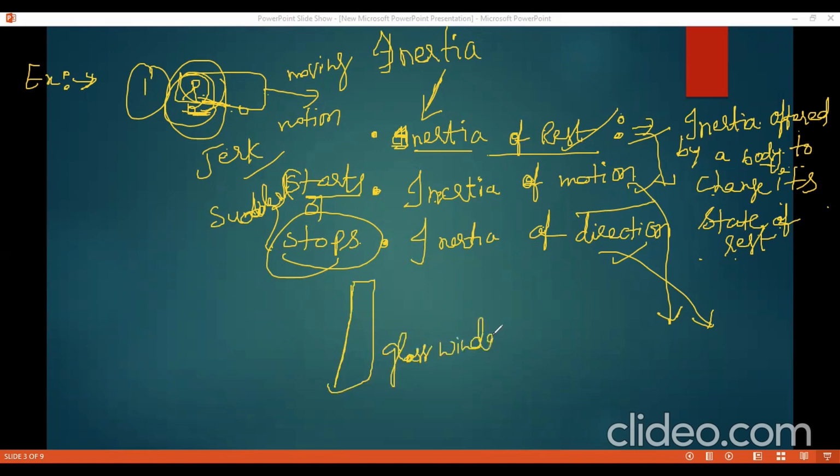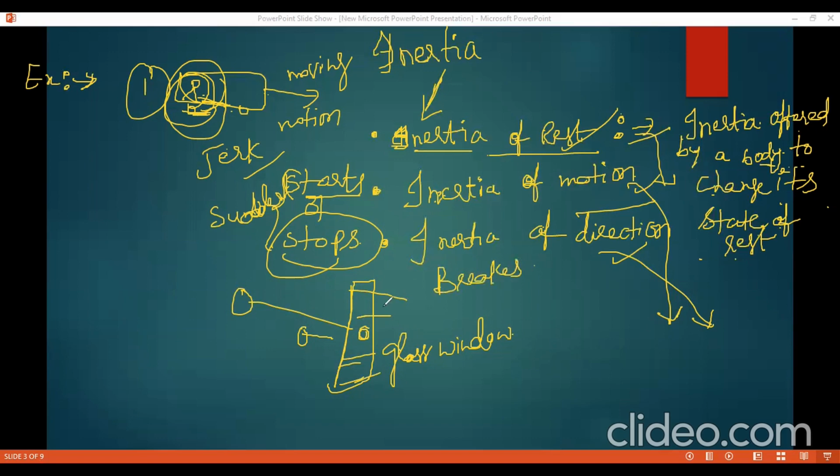Glass window. Okay. A bullet is fired onto a window. What happens? It makes a hole through it, right? While a stone breaks the whole of it. If you take a stone and throw it, it totally breaks off.